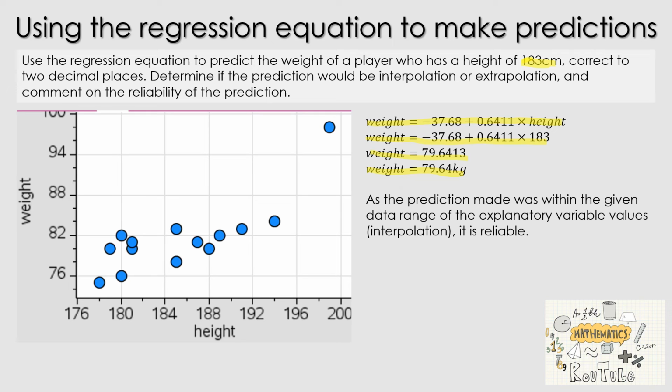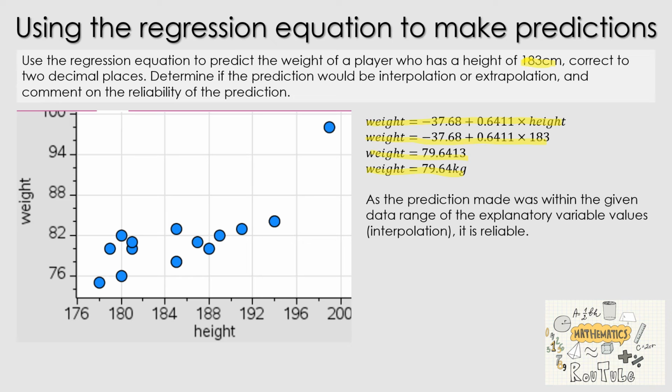You need to have not only a definition, but an example of what interpolation and extrapolation looks like, and then understand what it means in terms of commenting on the reliability. So as you can see there, I've written there, as the prediction made was within the given data range of the explanatory variable values, which is interpolation. That's sort of the definition of interpolation. It is reliable.